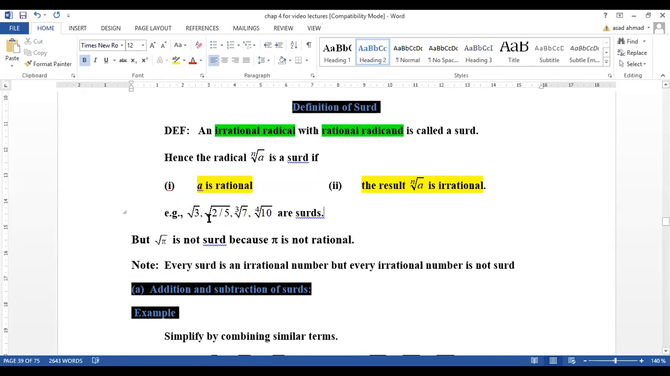Similarly, 2 by 5 is in fraction form, p over q form, so it is very much a rational number. So when you take the square root sign again, overall its value will become an irrational number. Similarly, 10 is a rational number, so its fourth root will become a surd. Now, as I explained earlier, under root pi is not a surd because pi is not a rational number, as I just explained a moment back.